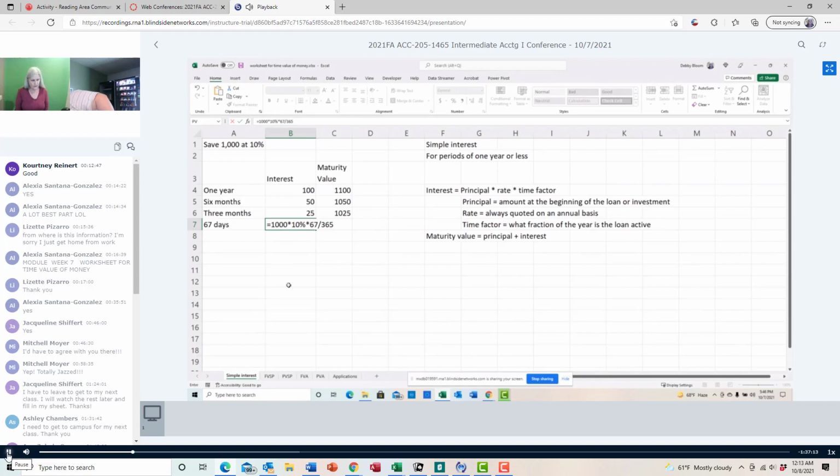So we could do the 67 over 365. If we're on a 360 basis, we could do 67 over 360. And honestly, the difference is not going to be very large, and interest accruals are meant to be estimates anyway. So in this case, we would earn interest of $18.36. And of course, our maturity value would be $1,018.36. Any questions before we move on?